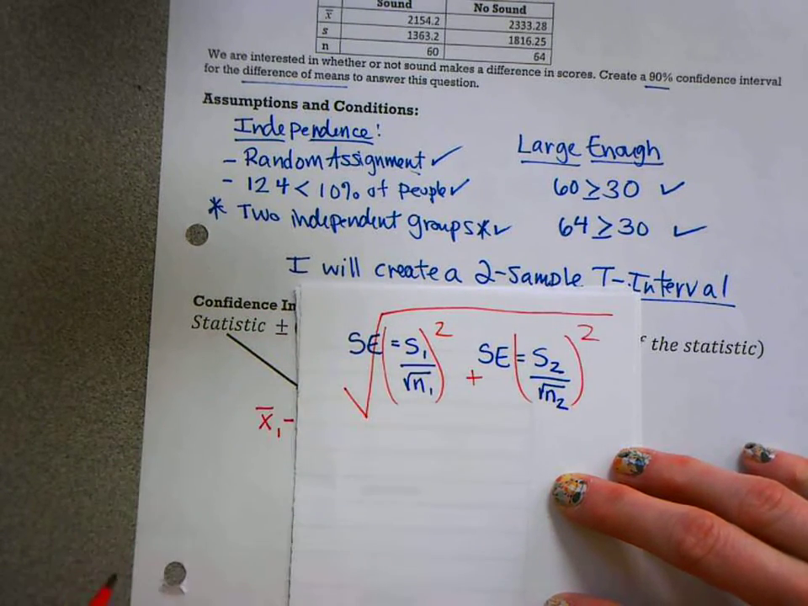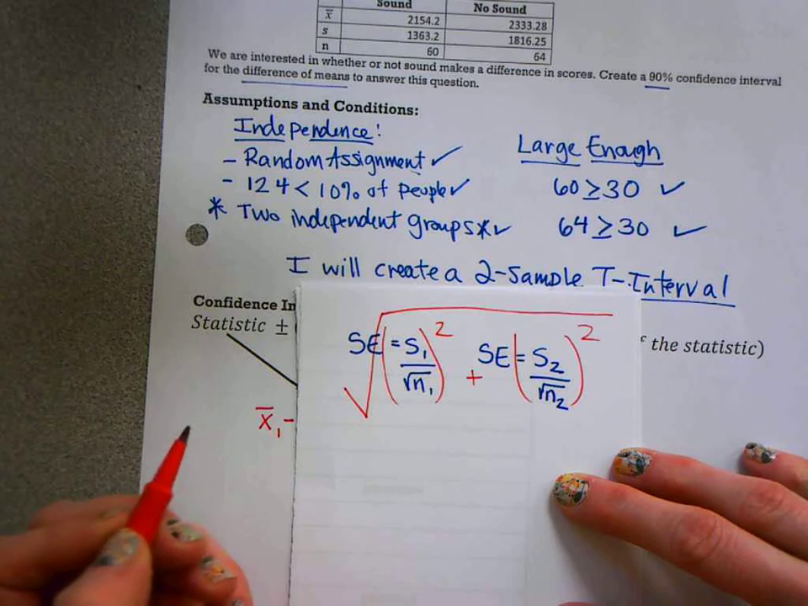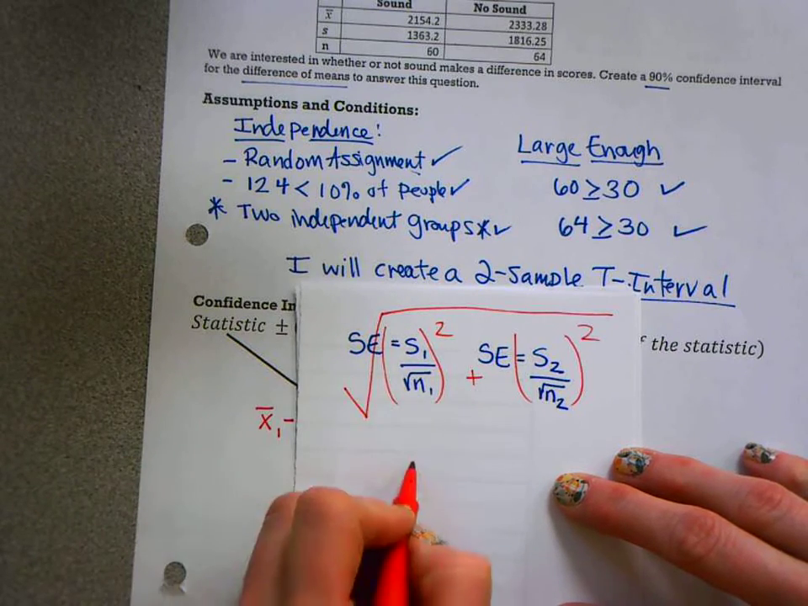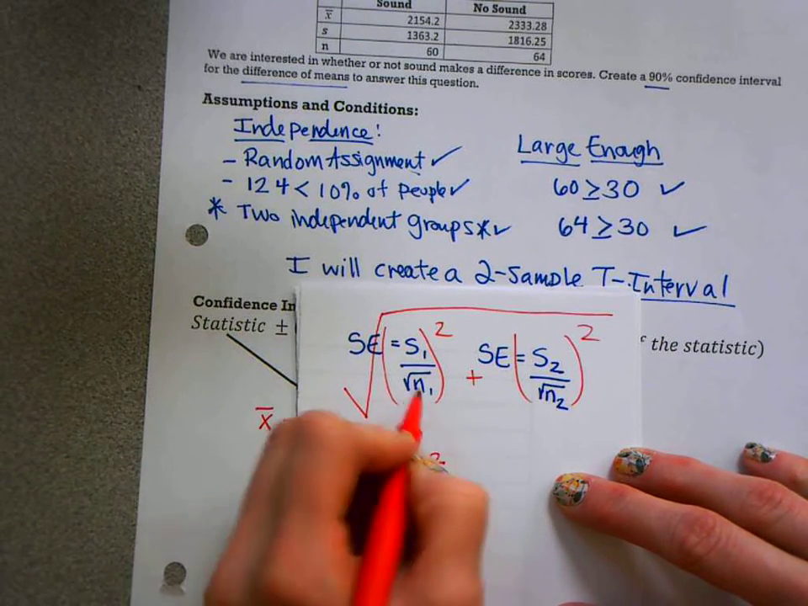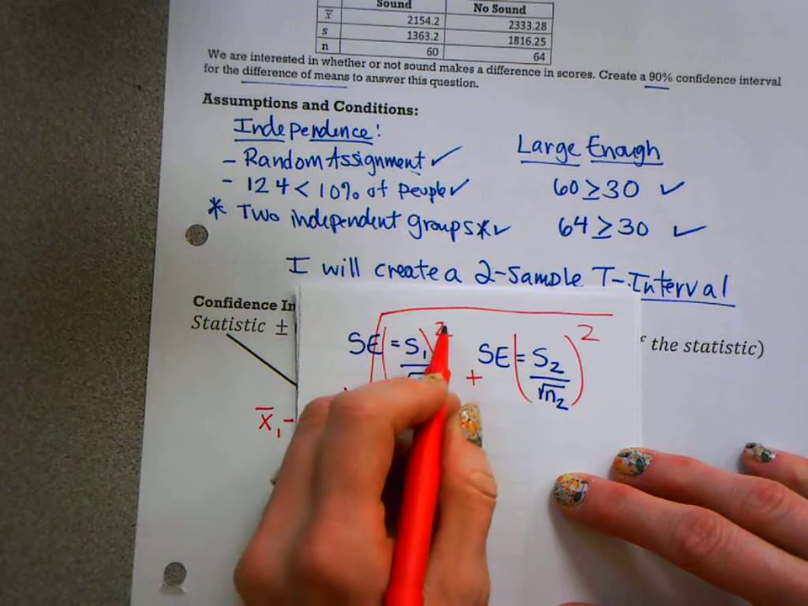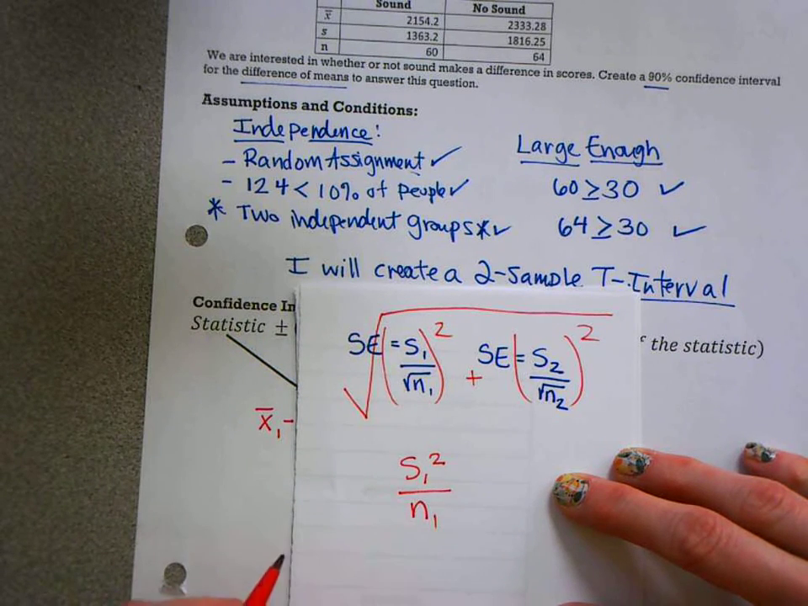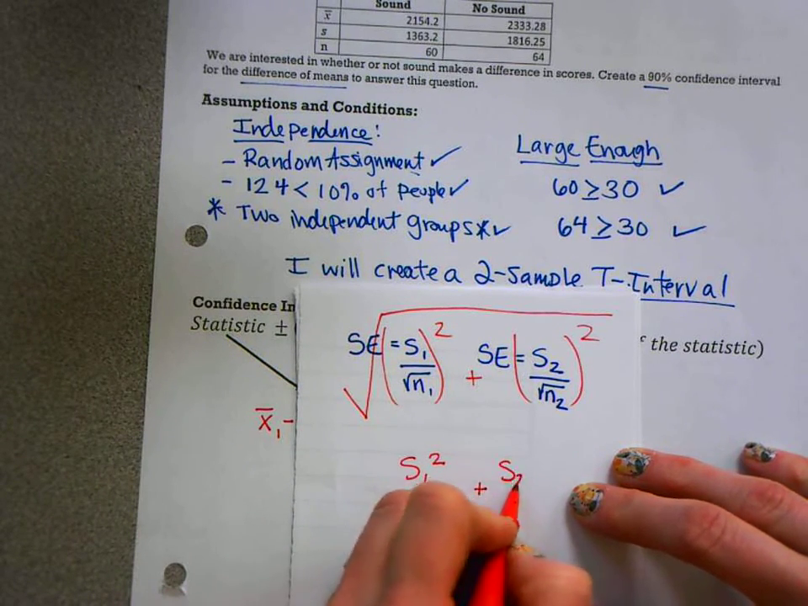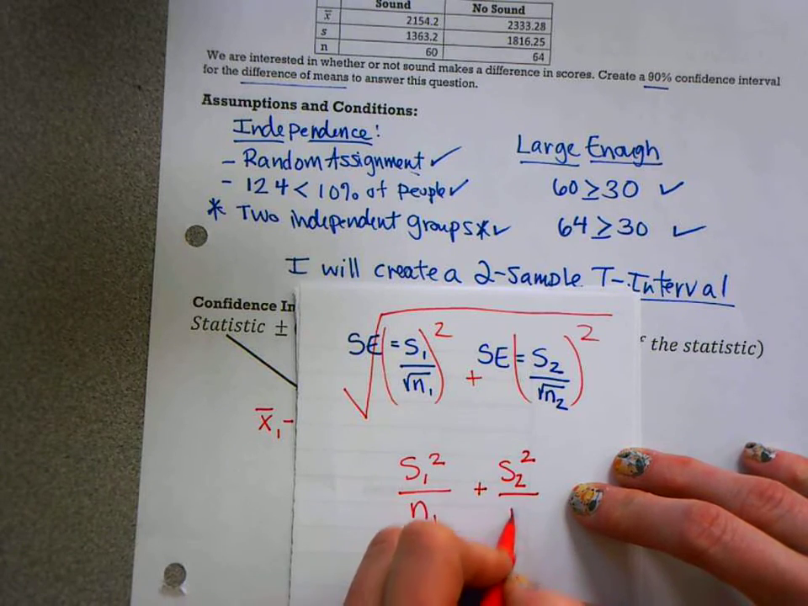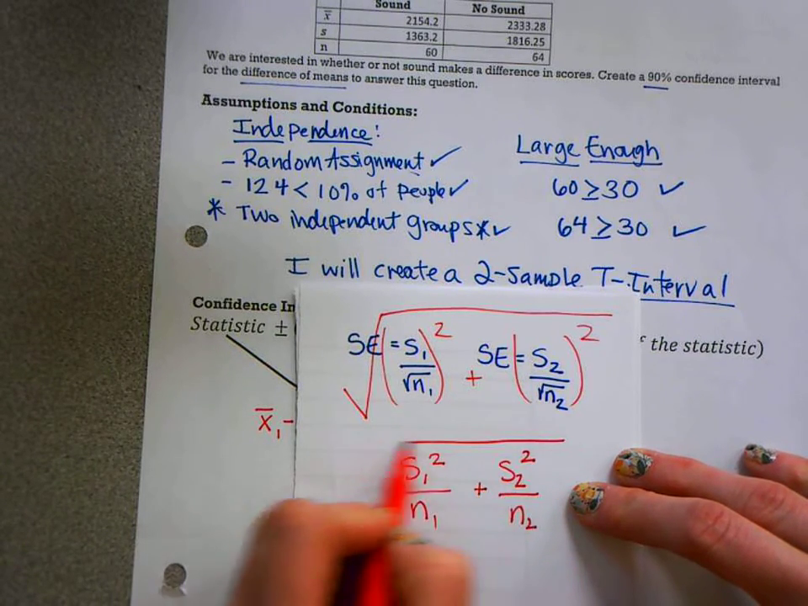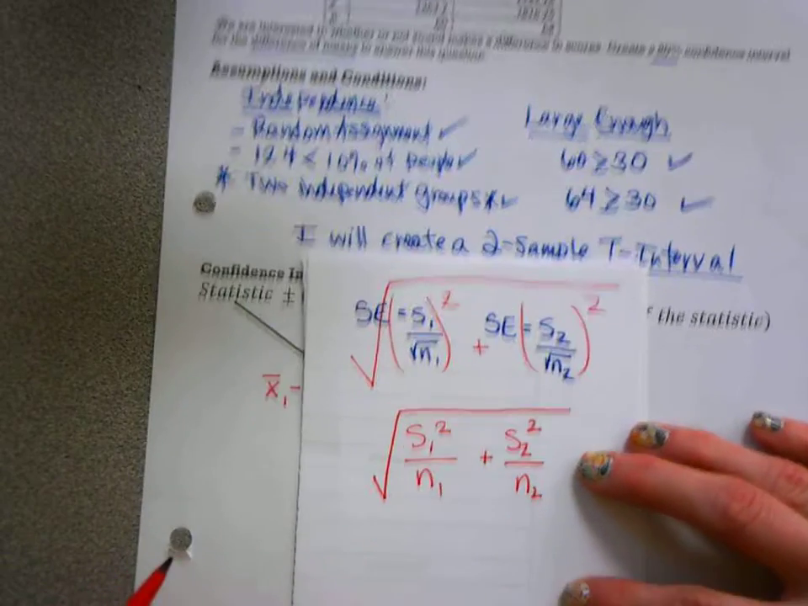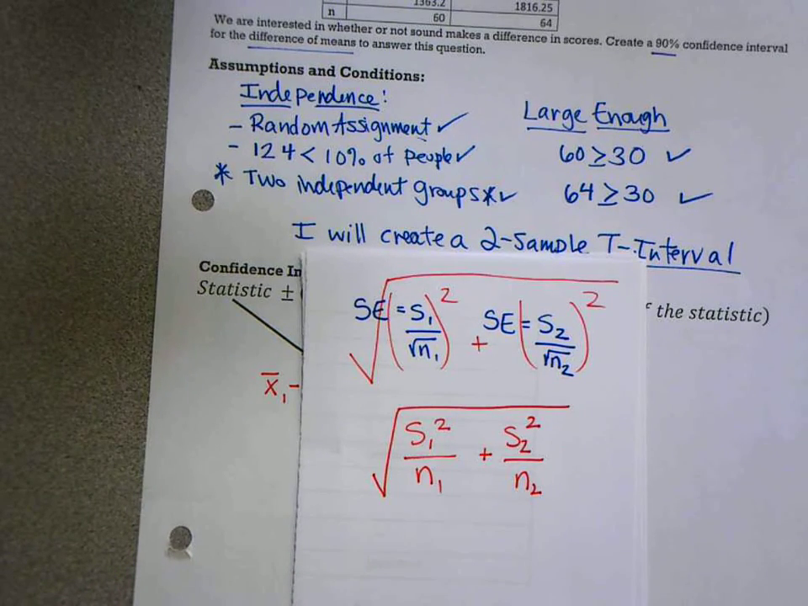So let's simplify this a little bit. S1 squared is just S1 squared. But the square root of N1 and the square will cancel out and just become N1. And then same thing over here. S2 needs to be squared over N2, and then a giant radical. So this is going to be our new standard error. It's a combining of the two previous ones.